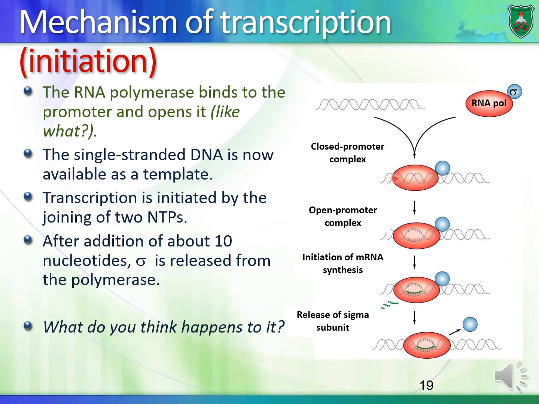Okay? So without a sigma subunit, the RNA polymerase can scan the DNA, but it cannot attach strongly to the promoter. It's the sigma subunit that helps the RNA polymerase attach strongly with high affinity to the promoter. So without it, the RNA polymerase can still function, but it would have a hard time associating itself to the promoter. So the efficiency of transcription goes down.